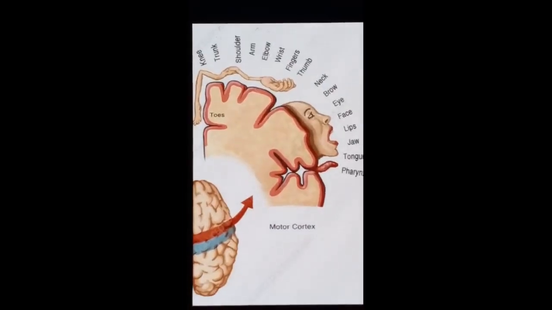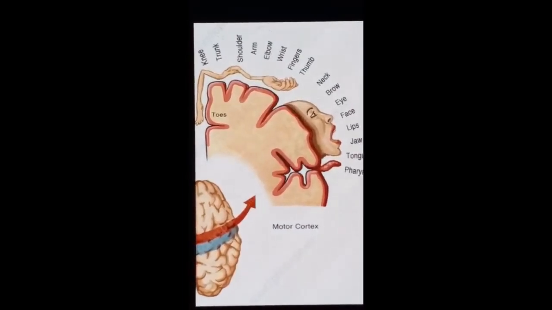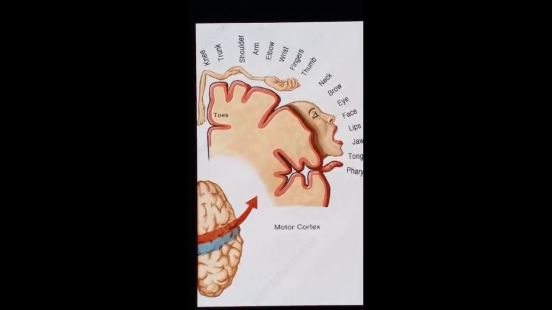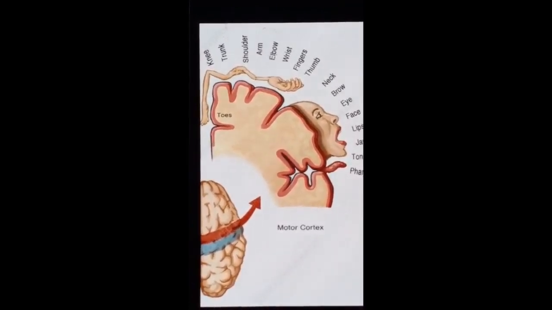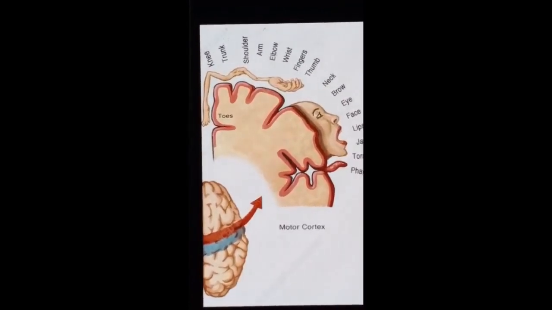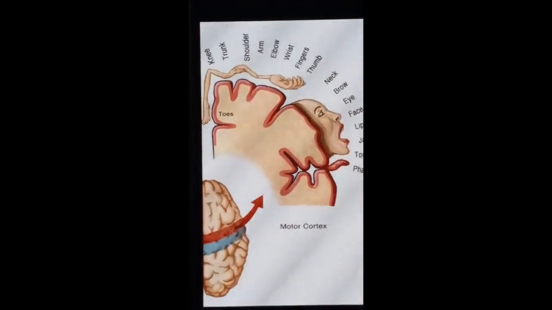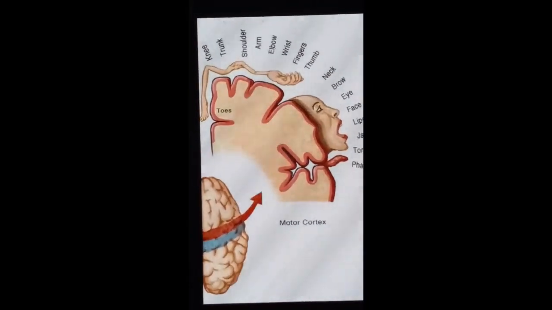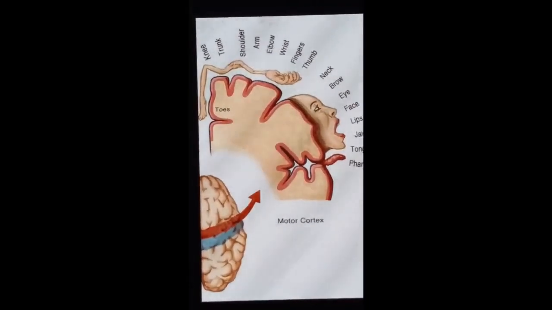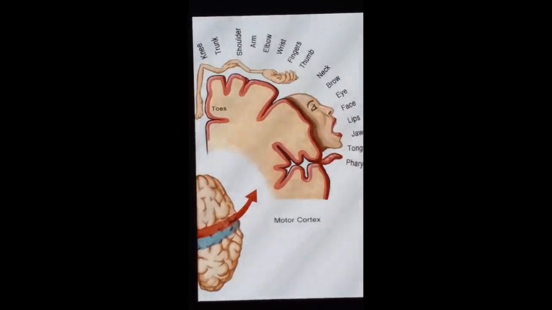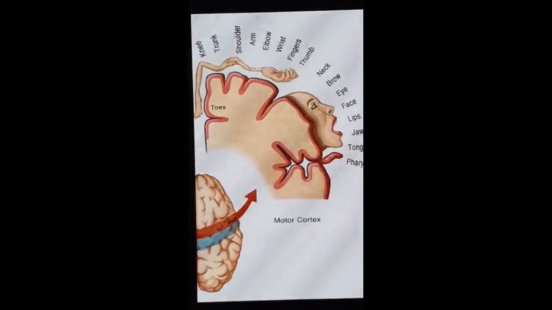The brain is responsible for the movements of the body, like for the movement of toes, for the movement of arm, for the movement of shoulder, etc. So that is why we are studying the motor homunculus, which tells us which areas are responsible for which part of the body.